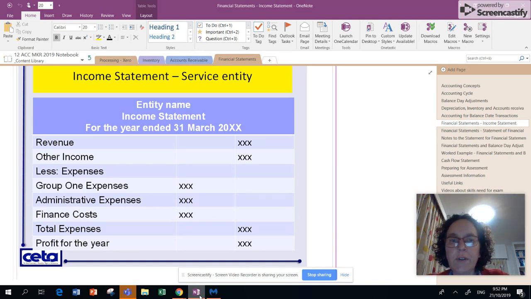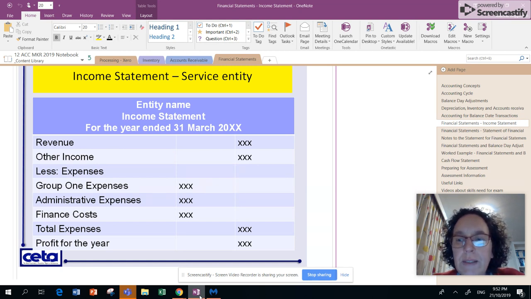First, for a service business, and for a service business, the income statement looks like this. We've got our revenue, which is usually fees received, any other income, dividends received, interest received, rent received, all go under other income. And then we do the expenses for the service entity.